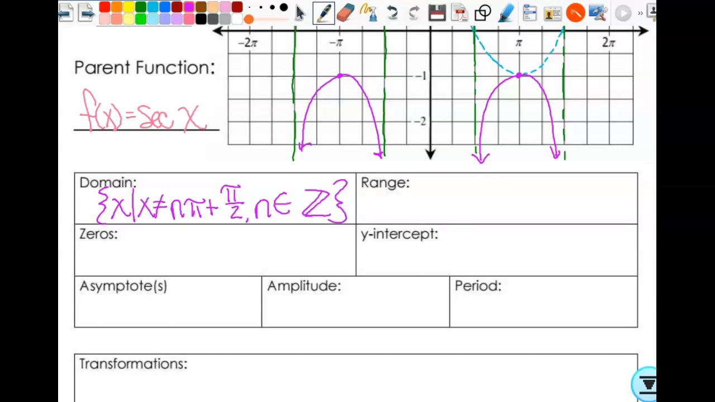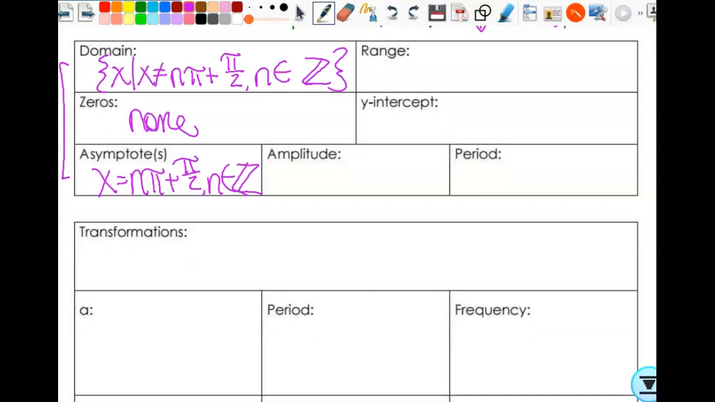Do I have any zeros? Nope. These two are directly related, so my asymptotes are at x equals n times pi plus pi halves, where n is an element of the integers. Is the range the same as it is for cosecant? Yes, it is. So I'm going from -infinity to -1, and then 1 to infinity.